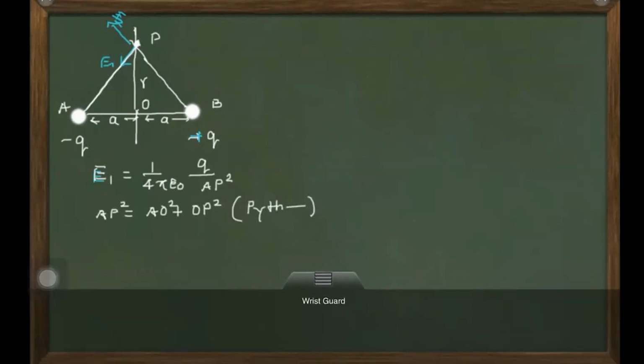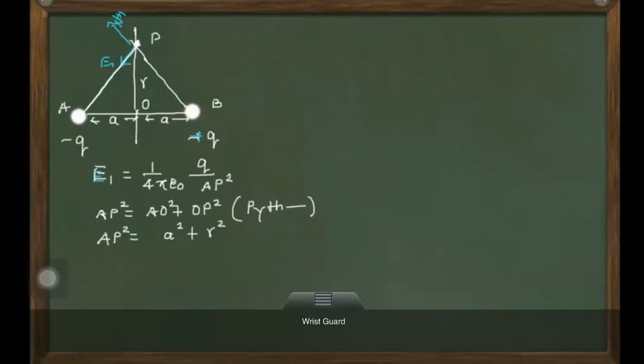If you apply Pythagoras theorem here, AO is equal to A and OP square means R square. So AP square is equal to A square plus R square. In the same way, if you calculate the value of BP, BP square is again equal to A square plus R square.